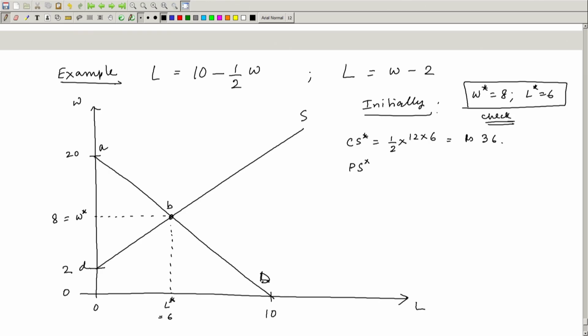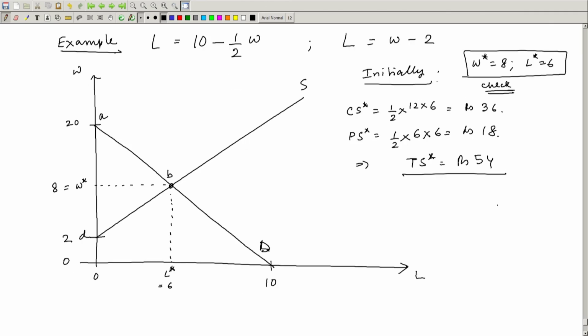The producer's surplus is the area W star B and D. So, 1/2 times 8 minus 2, which is 6, times the gap of 6. So, 36 divided by 2, rupees 18. So, which tells us that the total surplus is rupees 54. There is no change here, right. So, these were the numbers that I had earlier. So, there is absolutely no change in that.